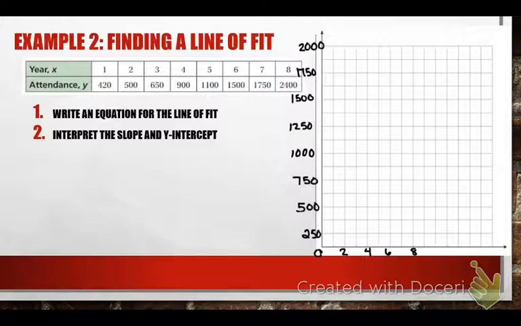All right, so let's look at the first one. The first year, how many people were there? We'll do this one together. 420. So year 1, go up to 420. That's going to be closer to 500, just somewhere in this range. Year 2, 500. Year 3, 650. Halfway is 625, so it's going to be just a little bit above it. Year 4, 900. So that's going to be just below 1,000.